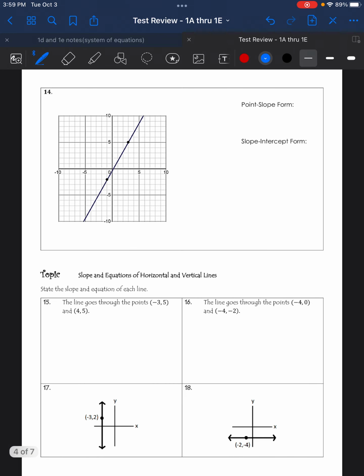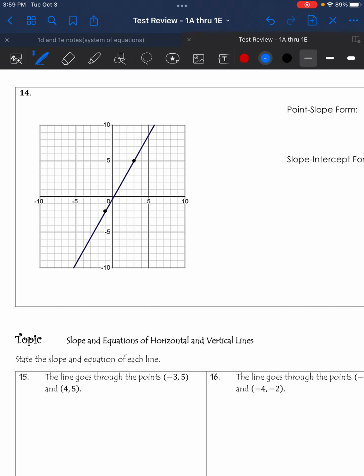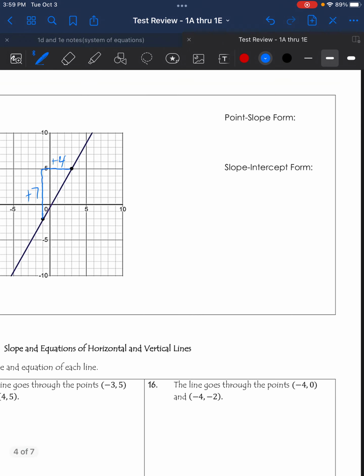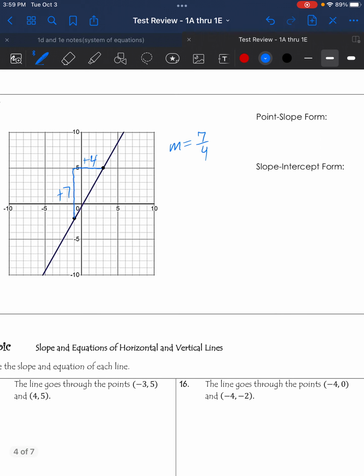All right, number 14, same thing. Here, though, since I have a graph, I'm not going to do the slope formula. I'm just going to count up from one point. So I have up 1, 2, 3, 4, 5, 6, 7, and to the right 1, 2, 3, 4. It's a positive slope, so my slope is 7 over 4. It's got to be a positive number because the graph is going up from left to right.